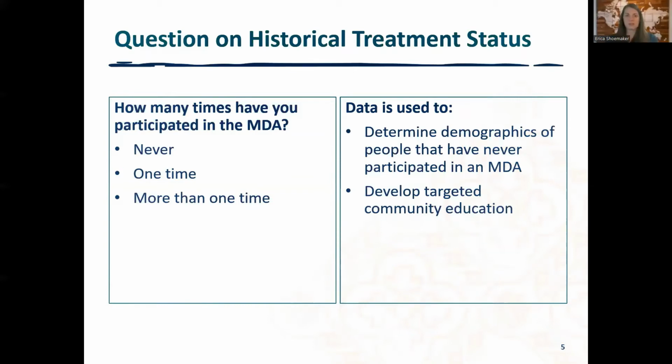The limited answer choices allow us to focus our analysis on individuals that have never participated in an MDA and also reduce recall bias. This question is often analyzed in a variety of ways, including by age, sex, location, level of education attained, occupation, religion, and ethnicity. This helps us to better understand the demographics of the people that have never participated in an MDA. We can use that information to develop targeted community education programs to expand MDA treatments to more people.